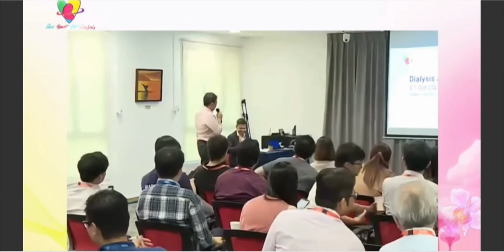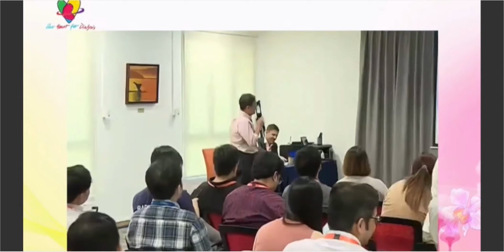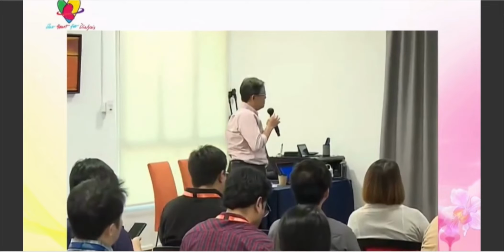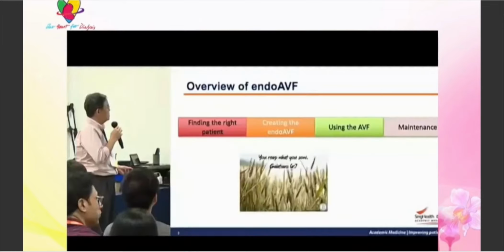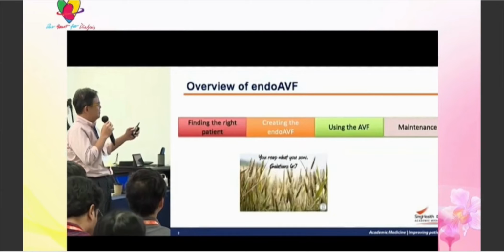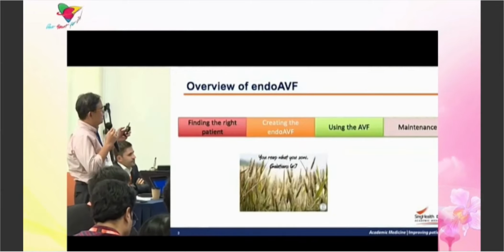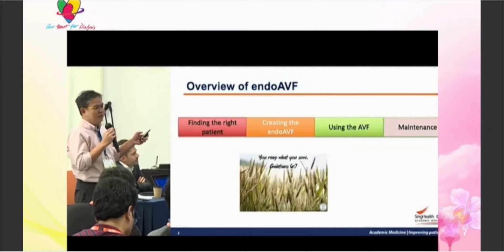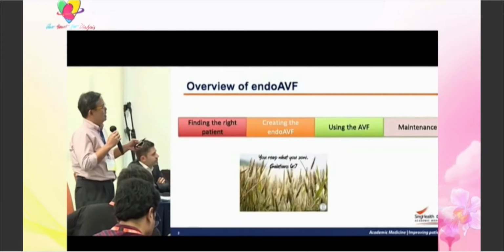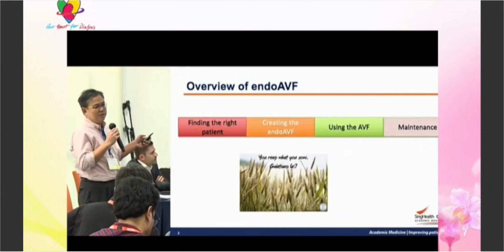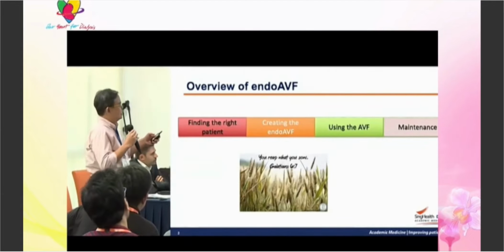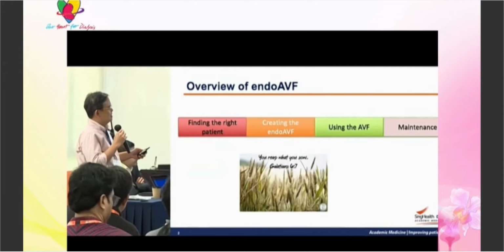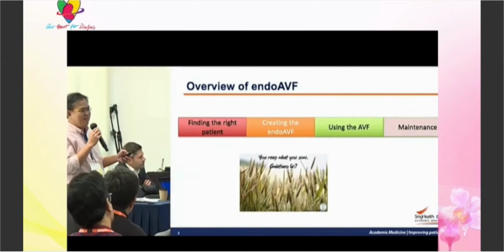I wish I met Robert earlier because we were actually struggling with this. So I'll just share what we have derived over the past 2 years. When we talk about endo-AVF, I think there are 4 big stages. Finding the right patient is key. Number 2, creating the endo-AVF, which we have discussed a lot. Then using it when it's ready. And finally, the maintenance, which is something that is coming back to haunt us, as you can hear from the 2 cases earlier.